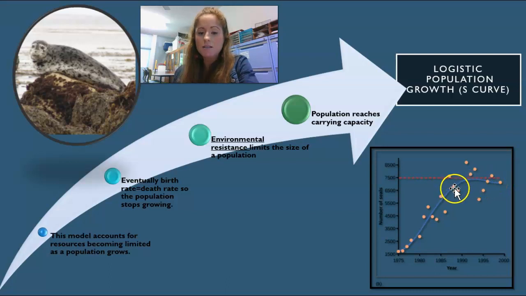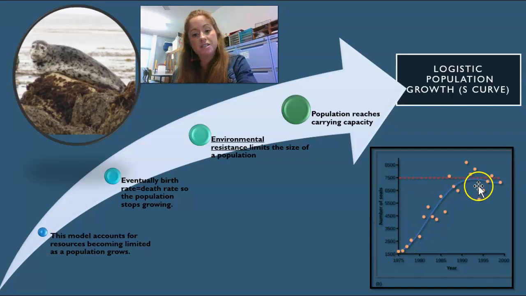And we'll say that this is some kind of environmental resistance that causes them to level off. And that resistance can be any of these limiting factors that we've discussed. And so we would call this an S-shaped curve or a logistic curve.